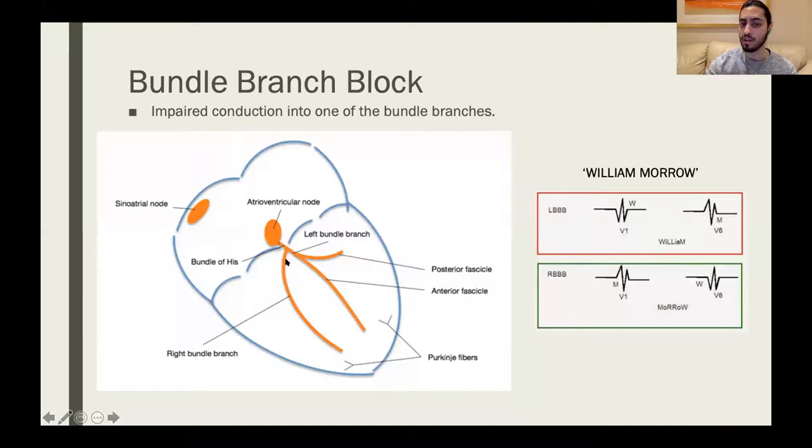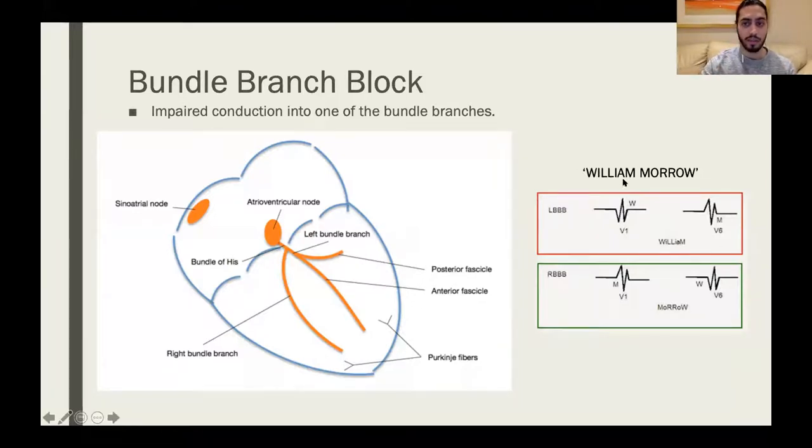their bundle branches. Okay. On your ECG, the typical thing people say to remember it is that you see a W in V1 for a left bundle branch and an M in V6. And for right bundle branch, it's the opposite. You see an M in V1 and a W in V6. So you always look at V1 and V6 for bundle branch blocks, because as we know, V1's the closest chest lead to the right side of the heart, and then V6 is the closest chest lead to the left side of the heart. And so it gives you a good vision.